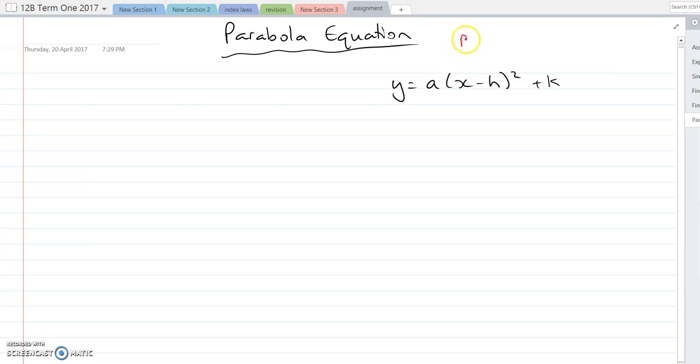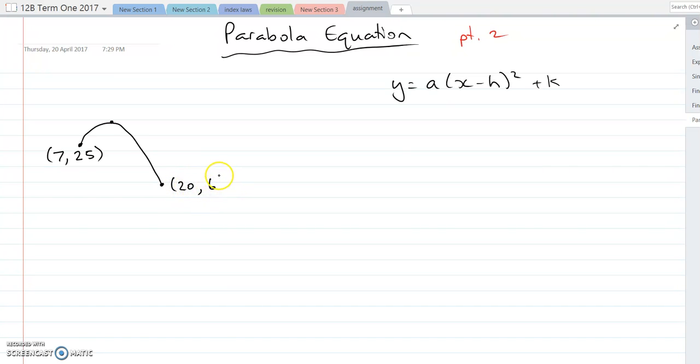Okay, parabola equation, finding the equation, part 2. We're going to look at something a little bit different where I have part of a parabola, but it's not even. One side might be longer than the other. I might have coordinates here, let's say 7 and 25. And this one is further over in the x, let's say 20 and 6 in the y.